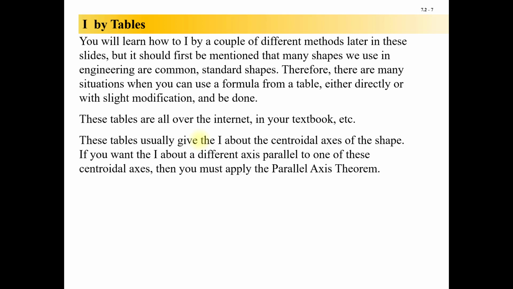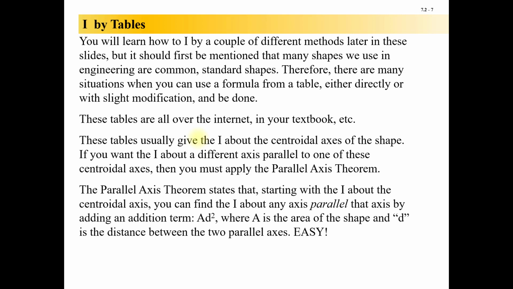It's just adding another term to your work. So you can look up the first term in your table and then just modify it to get the value that you need. So again, the parallel axis theorem states that starting with the moment of inertia about the centroidal axis, you can find the moment of inertia about any axis parallel to that axis by adding an additional term, Ad squared. A is just the area of the shape, and d is the distance between those two parallel axes.